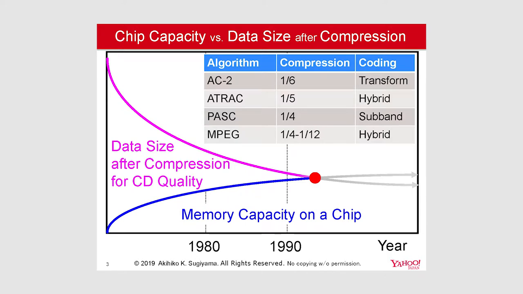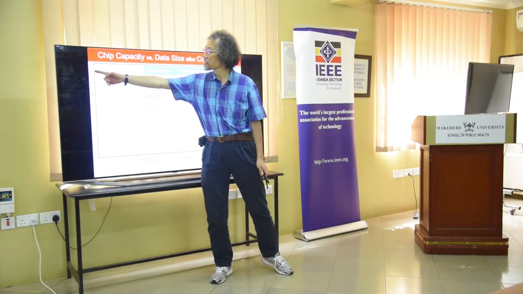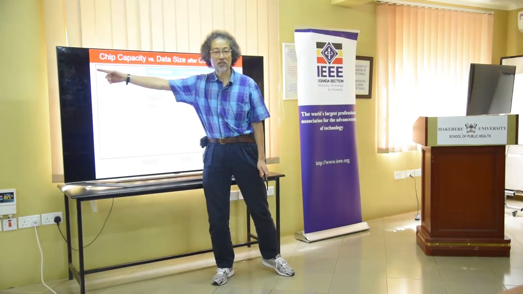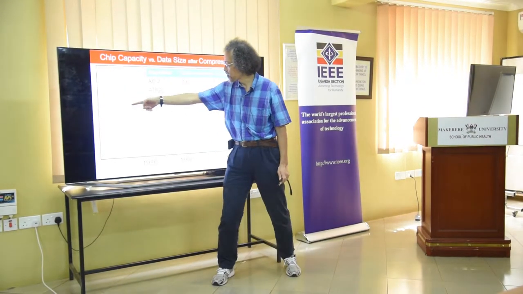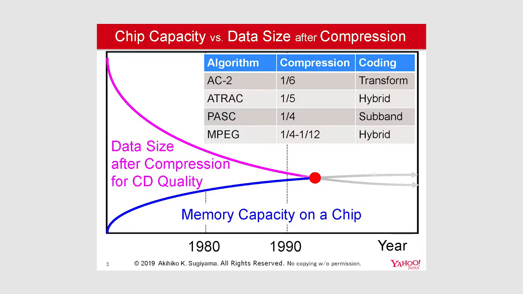So in old times, you have this size of data. So it was not small enough. And then it keeps going down. That means technology is well developed with time. At around 1990, there were these typical audio data compression algorithms.